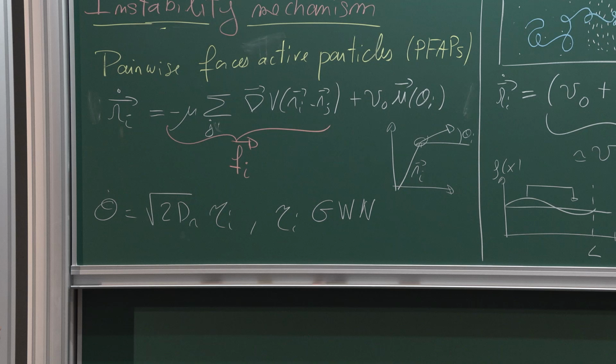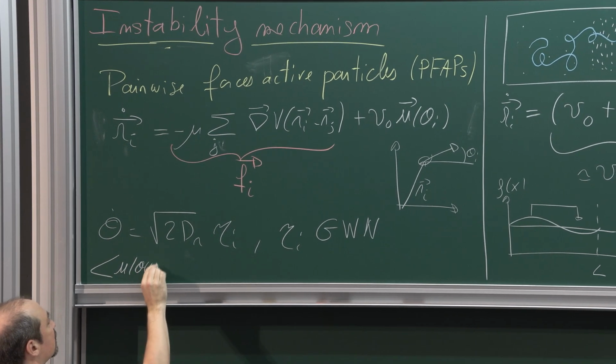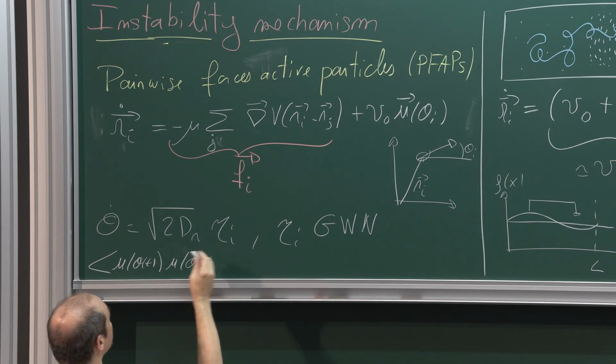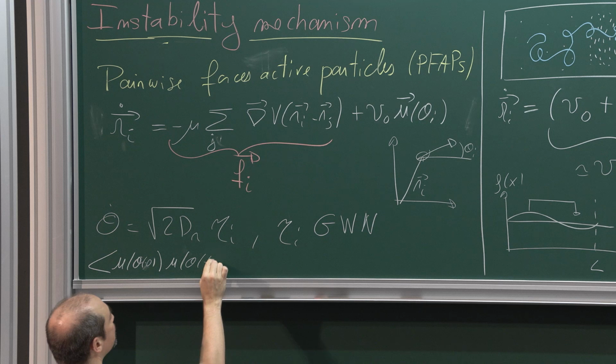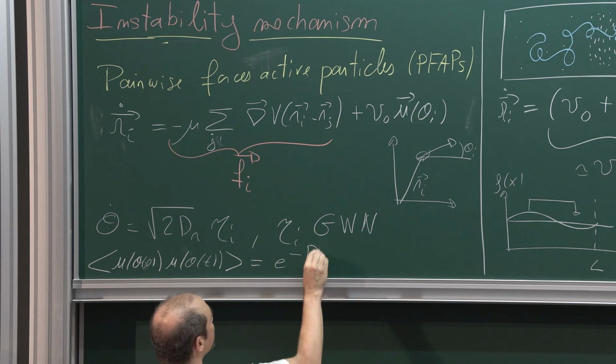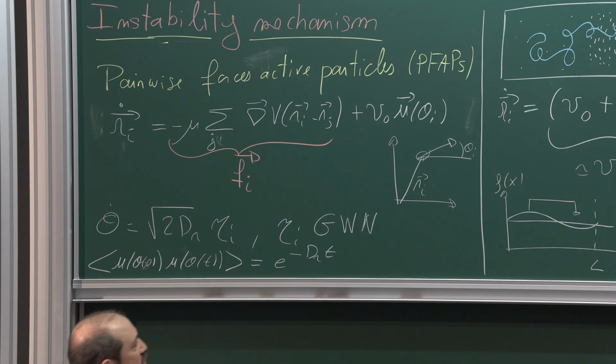All right, so if I look at the average of u of theta of t, u of theta of 0, this is exponential of minus Dr t, and so you get a relaxation time which is 1 over Dr.